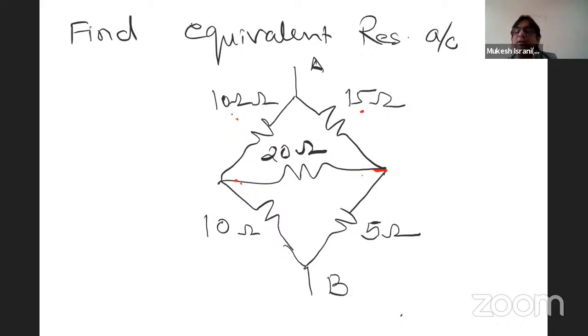Students, are you solving it? Advait got the answer as 60 by 11. Can you tell me how, Advait? Just type what logic did you use. The three branches are in parallel. Which three branches are in parallel?